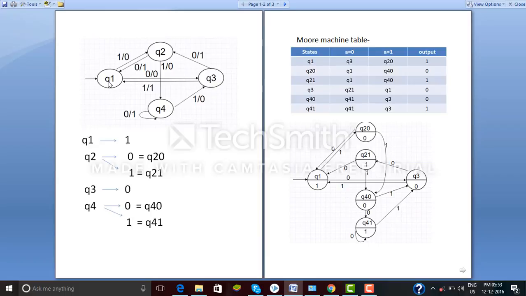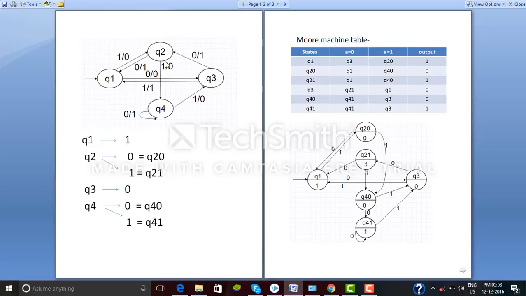By giving input 0 to the Q1 state, it goes to the Q3 state, and by giving input 1, it goes to the Q2 state. If we are on the Q2 state, we go to the Q1 state by giving input 0, and we go to the Q4 state by giving input 1. If we are on the Q3 state, then by giving input 0, it goes to the Q2 state, and by giving input 1, it goes to the Q1 state. If we are on the Q4 state, by giving input 0, it stays in the Q4 state, and by giving input 1, it goes to the Q3 state.